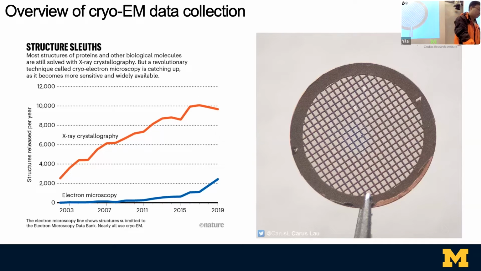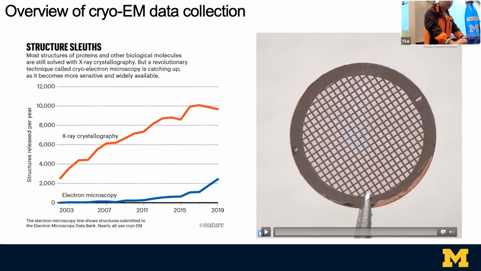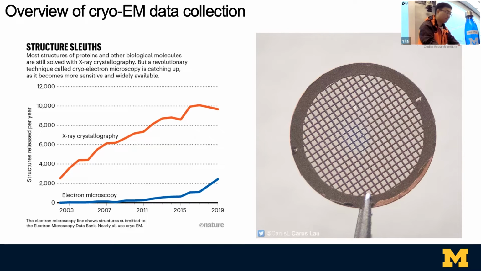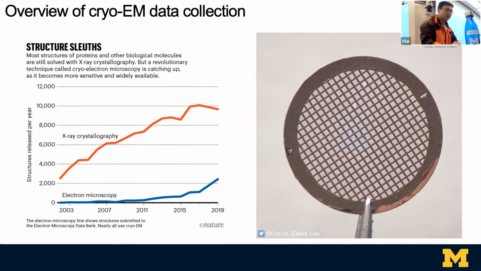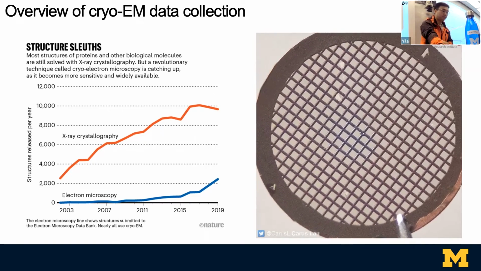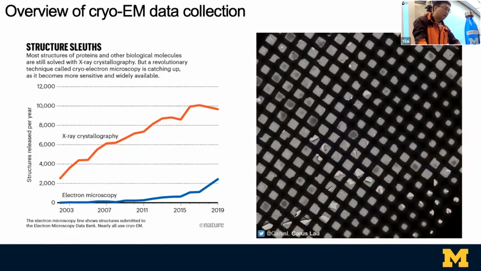So this is an overview of cryo-EM data collection. Cryo-EM is a technique that has been growing very fast in recent years, and it's been invading the space of X-ray crystallography. If you know anything about structural biology, it's used to solve the atomic structures of large biomolecules. The idea of cryo-EM at a high level is very simple. You just purify your sample, put it on a grid, freeze it on this grid, and look at it through an electron microscope.